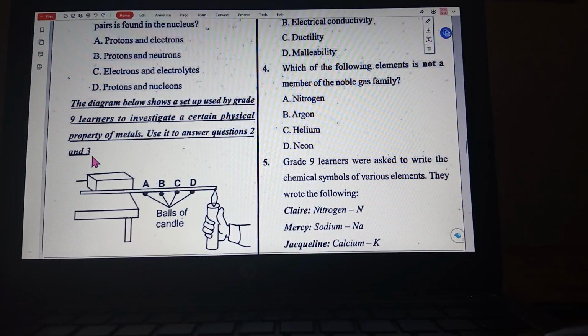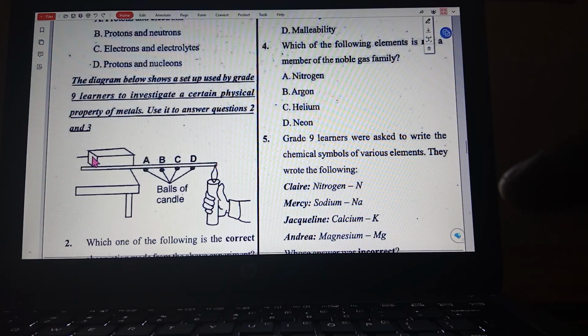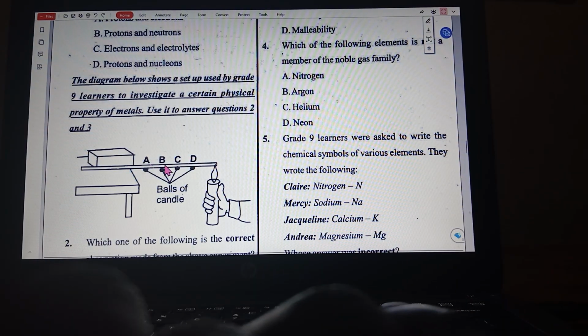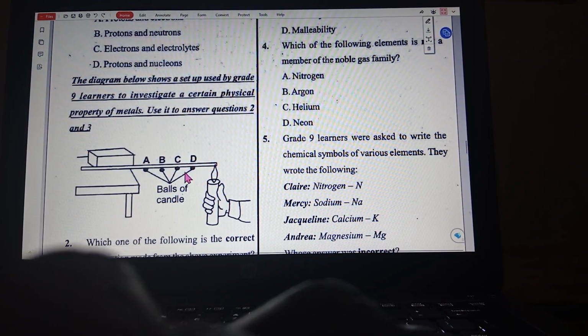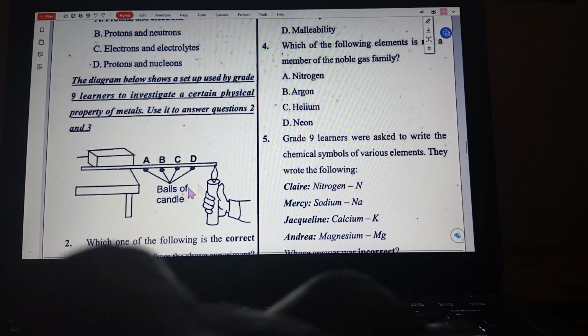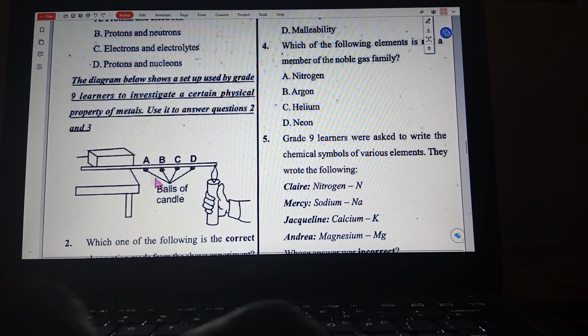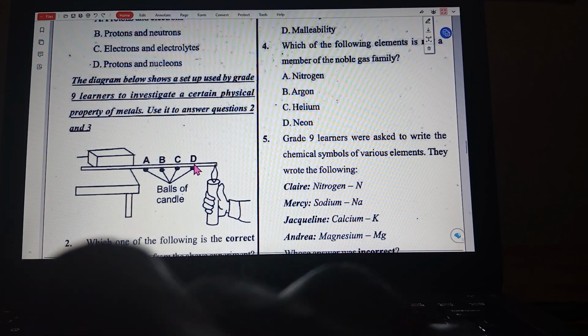Now, to get back to our question, the diagram below shows a setup used by grade 9 learners to investigate a certain physical property of metals. Use it to answer question 2 and 3. So we assume that this is a metal. Then the balls of candle wax, of course, you know a candle melts when it is heated. So this is the source of heat. Then these are candles pinned on. This is a metal rod.